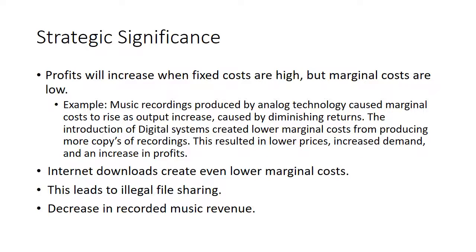Strategic significance. Profits will increase when fixed costs are high, but marginal costs are low. An example of this is the music recording industry. Back in the 90s, they had analog technology, and that allowed marginal costs to rise because output was rising as well. That was the law of diminishing returns. However, when digital systems were then created, your marginal costs were lower because you could produce more copies of recordings at the same time. That resulted in lower prices, an increase in demand, and also eventually an increase in profits.